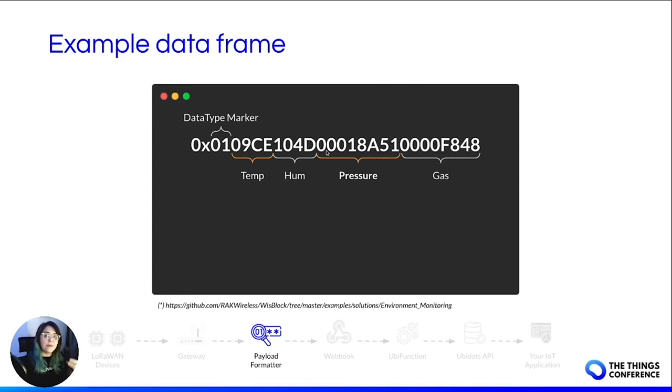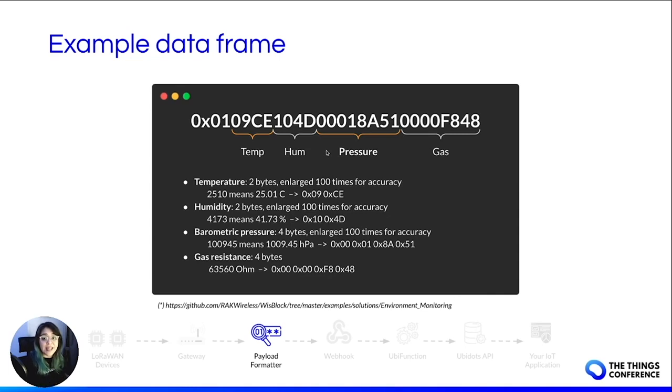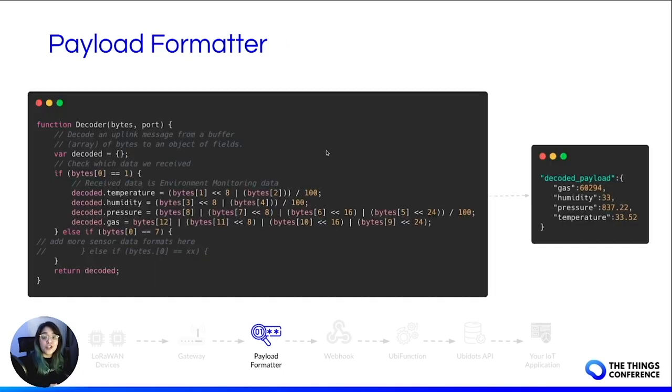A marker type to identify the data type. Then we have the temperature, humidity, barometric pressure, and gas resistance values. Each of them consists of a different number of bytes, where every value is most significant bit first. As you can notice, the frame is split in the following format. Temperature is sent as 2 bytes, humidity is sent as 2 bytes, barometric pressure is sent as 4 bytes, as well as gas resistance. Under such premises, a JavaScript decoder for the WisBlock environmental device data will look just like this one.